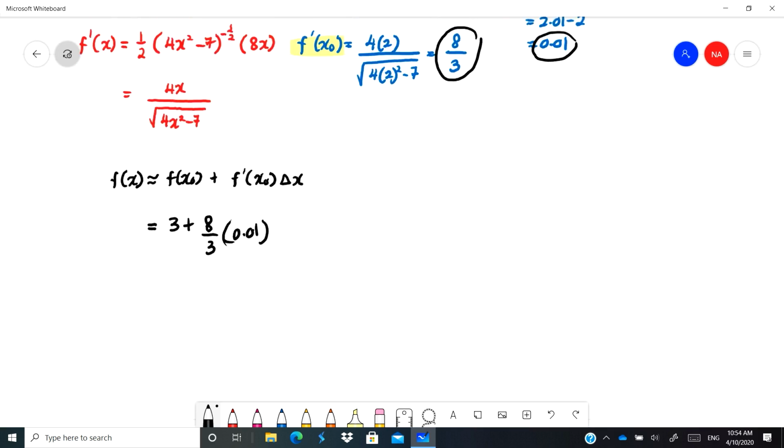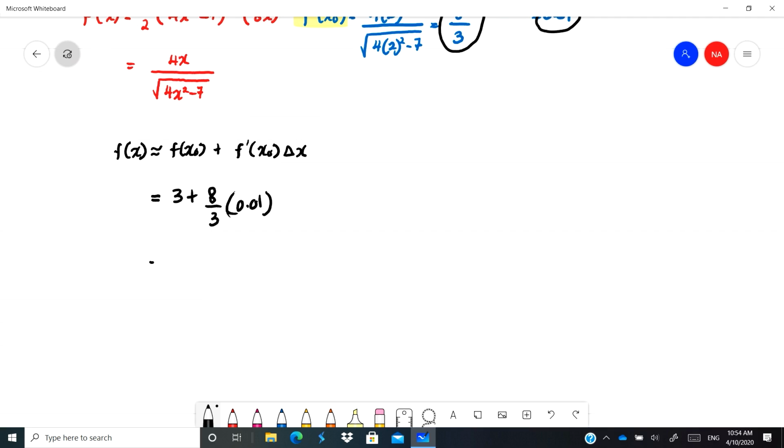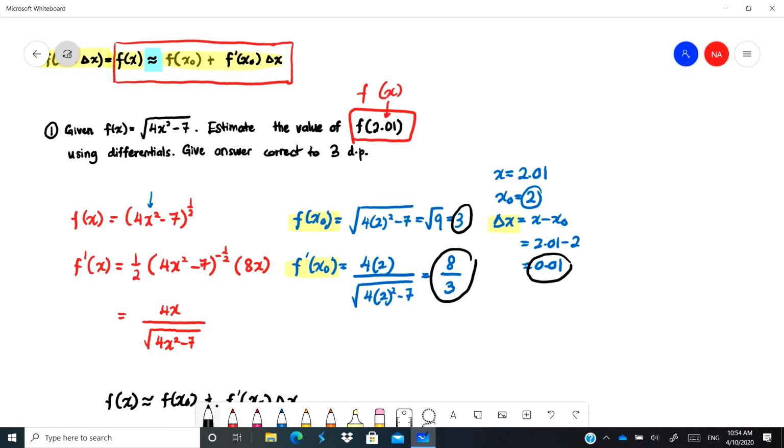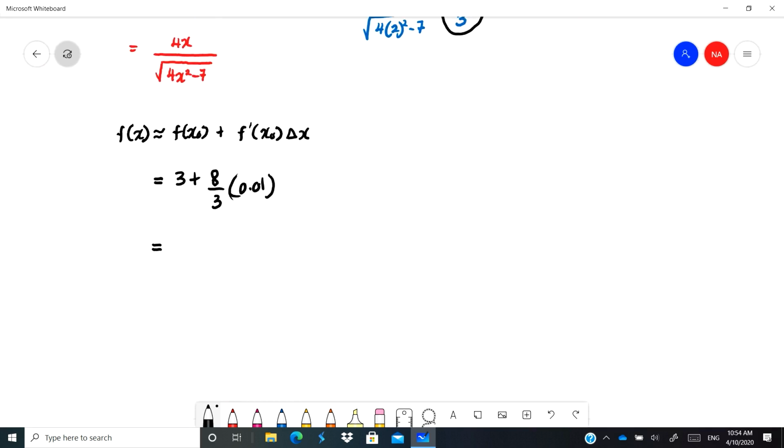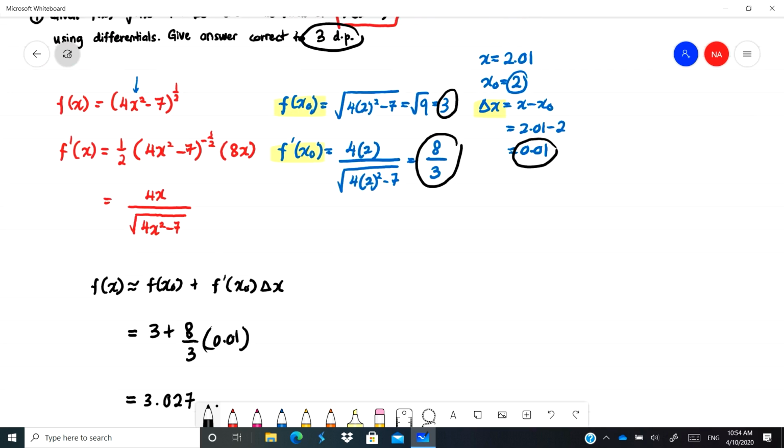We read the question. We want it in 3 decimal places, so it should be rounded to 3 decimal places. So we'll get 3.027. So that's the final answer for this one. Let's just recap this one.